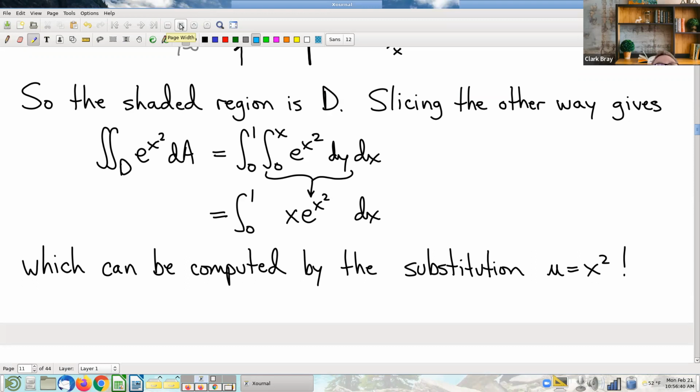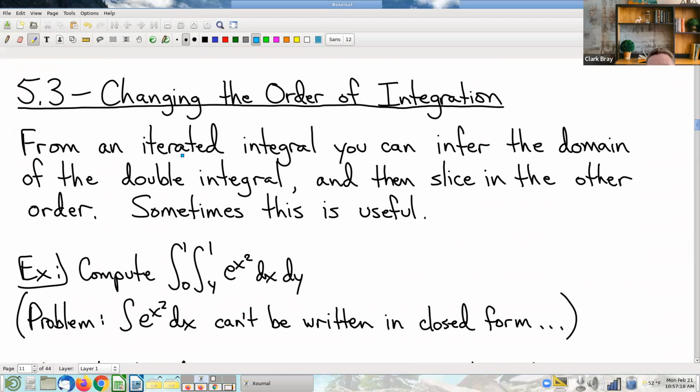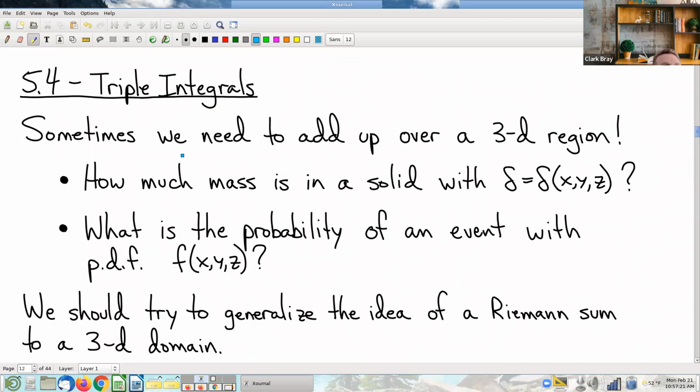Oh, I will say though, in a lot of Calc 2 classes, they'll go somewhat deep into hyperbolic integrals, hyperbolic trig functions. Don't worry about that. But the standard stuff is all really important. Okay, so that, again, was the world's shortest section. We're now done with 5.3. Okay, moving along. 5.4, triple integrals.